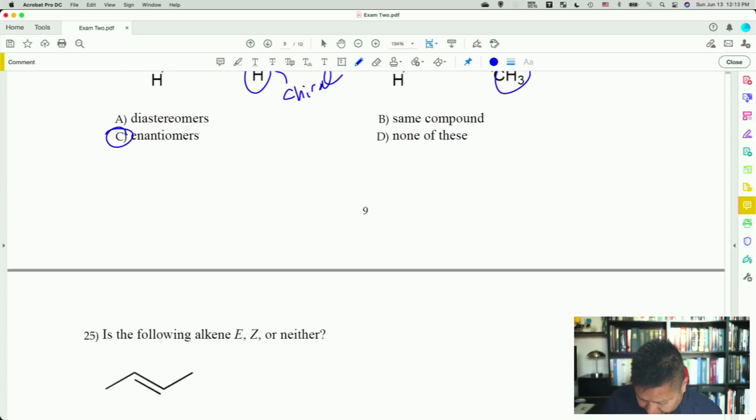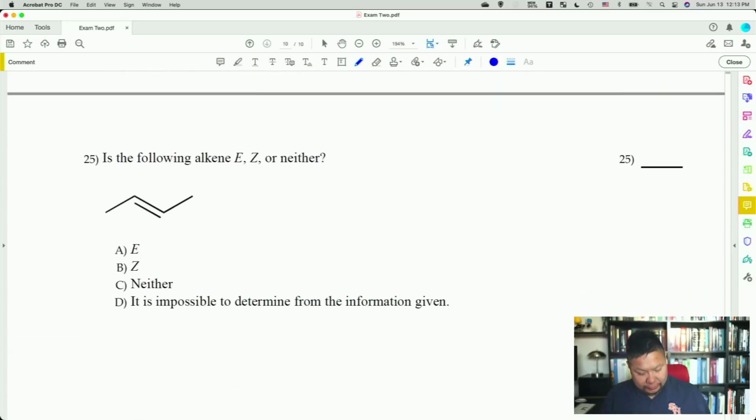And then we're to the last question here. Is this an E or a Z, right? Is it a Zusammen or an Entgegen? Quite simply, we just need to figure out which ones are the highest priority, and then if they're on the same side, they are Zusammen, which means together. But if they're on opposite sides, they're Entgegen, which means opposite, I think.